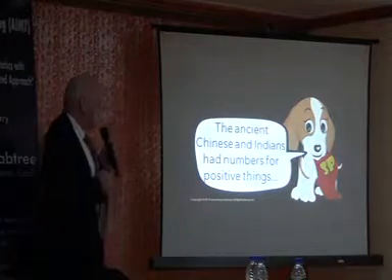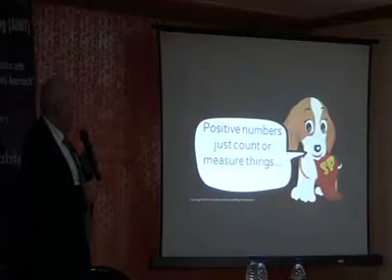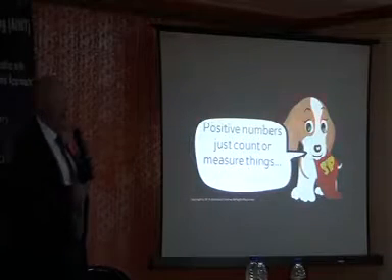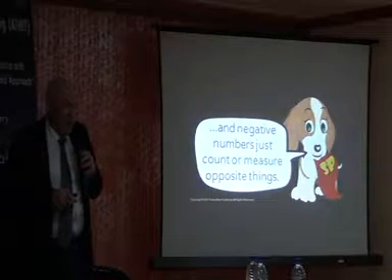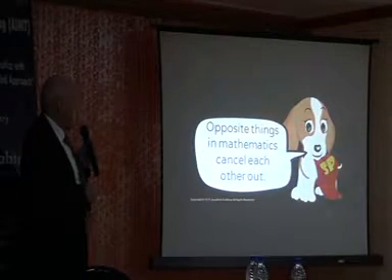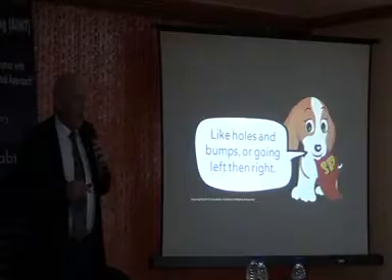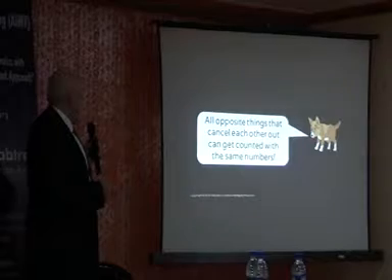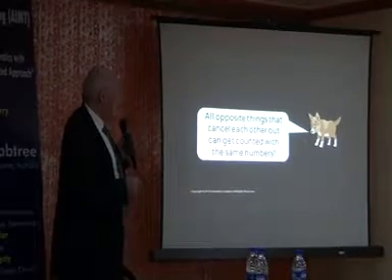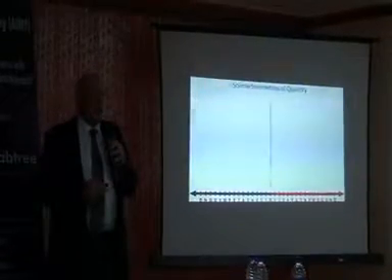So the ancient Chinese and Indians had numbers for positive things and numbers for negative things. Positive numbers just count or measure things, and negative numbers just count or measure opposite things. Opposite things in mathematics cancel each other out, like holes and bumps, or going left and then going right. All opposite things that cancel each other out can get counted with the same numbers. And consider the symmetry of quantity.